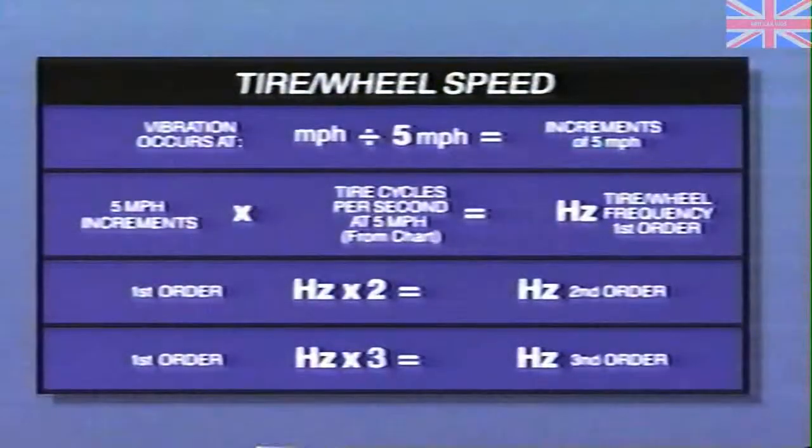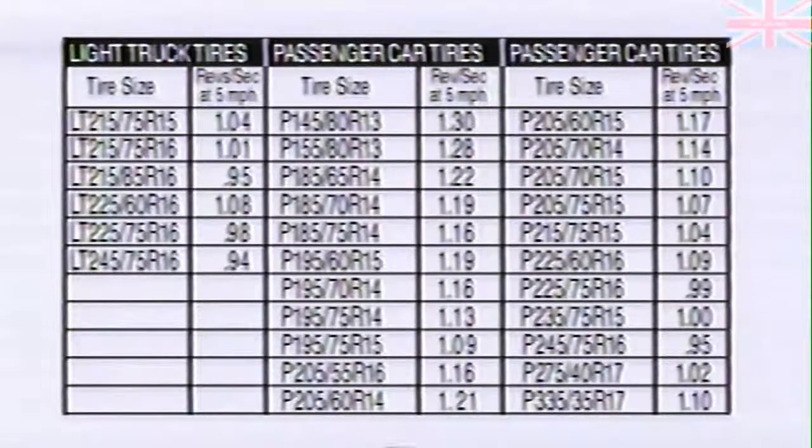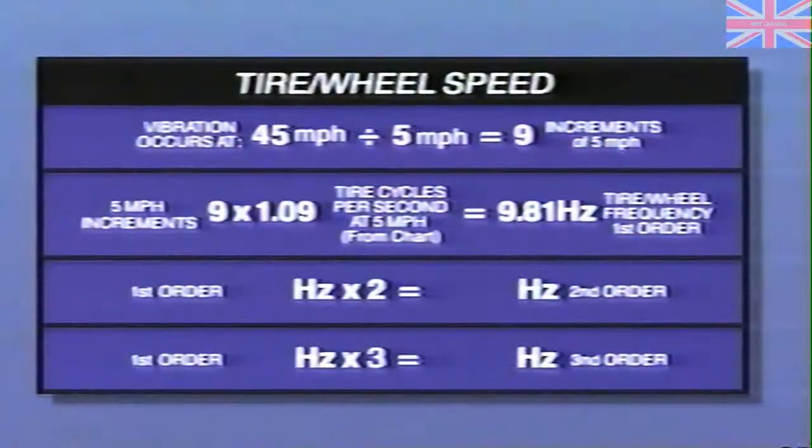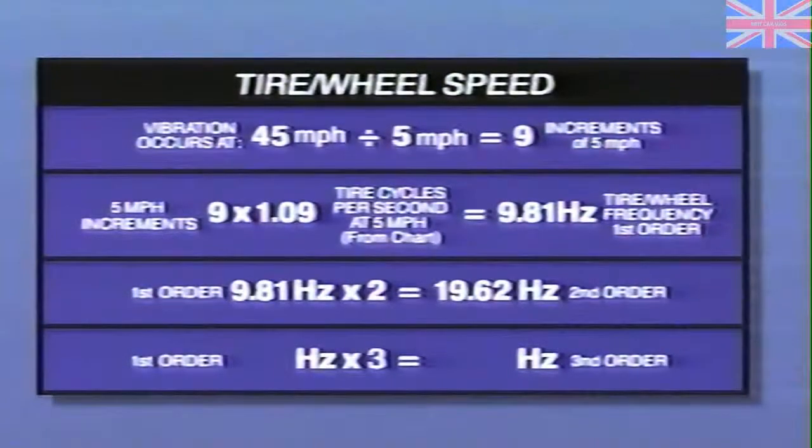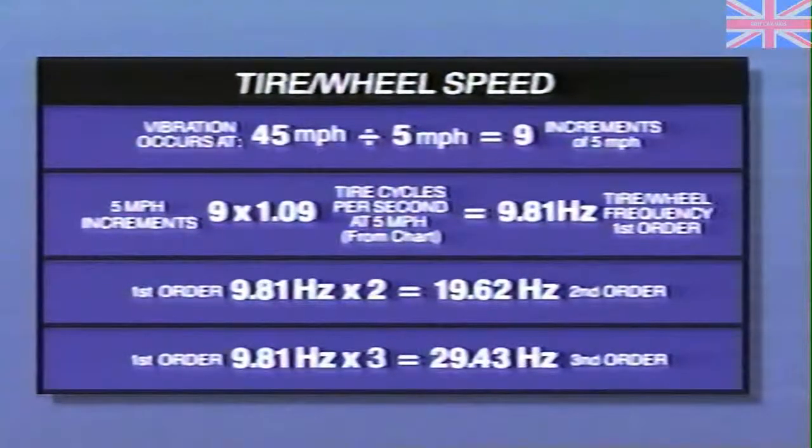To calculate wheel speed, first find the vehicle speed at which the symptom occurs. Then divide that number by 5. Your resulting number indicates the number of 5-mile-per-hour increments. Multiply this number by the corresponding tire size frequency at 5 miles per hour. Refer to the tire revolution chart located in your reference book. The resulting number is the first-order tire wheel speed frequency. The second-order frequency is twice this number, and the third-order frequency is 3 times this number.